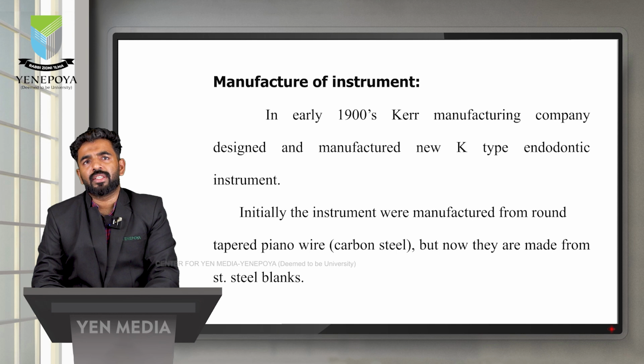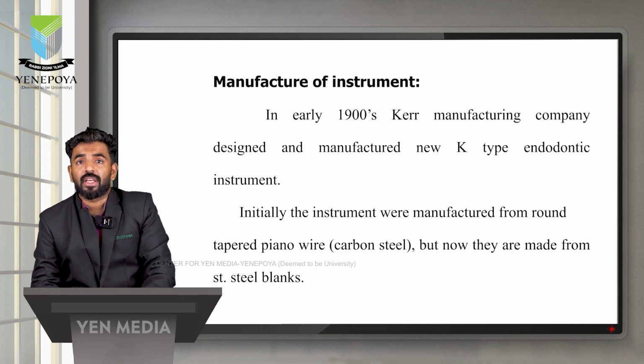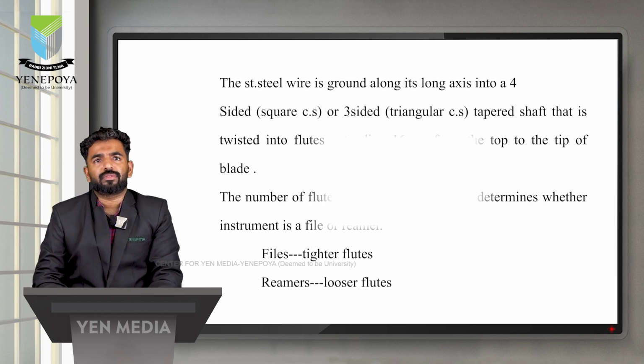In the early 1990s, the Kerr Manufacturing Company designed and manufactured a new K-type endodontic instrument. Initially, the instruments were manufactured from round tapered piano wire, that is carbon steel, but now they are modified to stainless steel blanks.